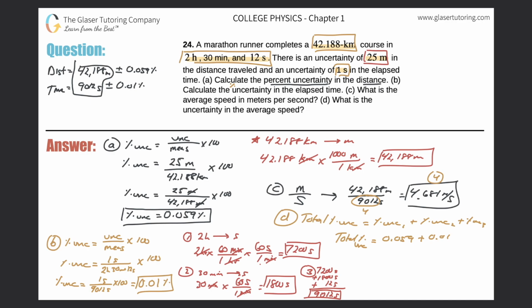Okay, now to find the total, we just have to add the two together, right? So the total percent uncertainty will now be equal to just adding them both together. It comes out to be 0.069. Now that isn't the final total percent uncertainty, because we have to take the rules into account for addition of significant figures.